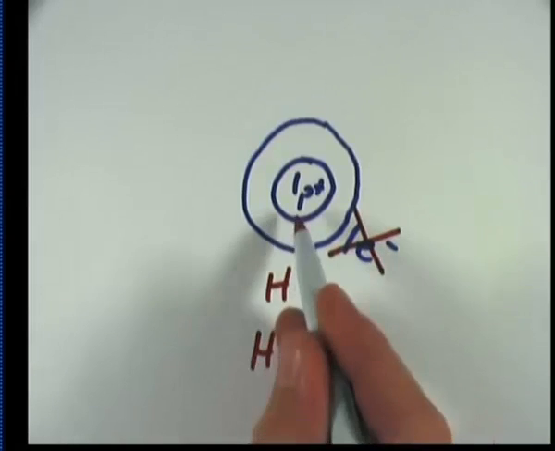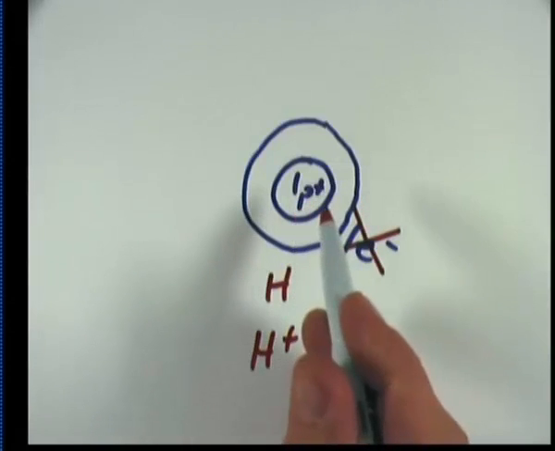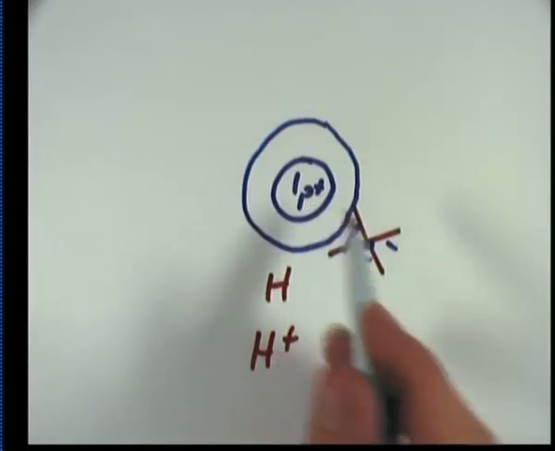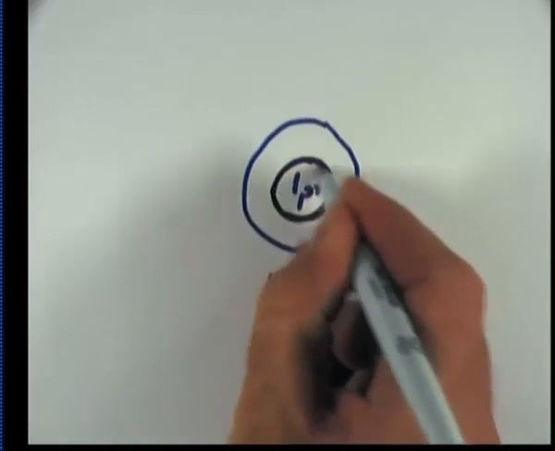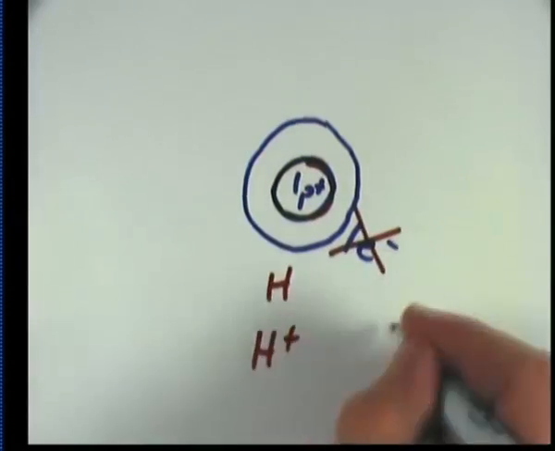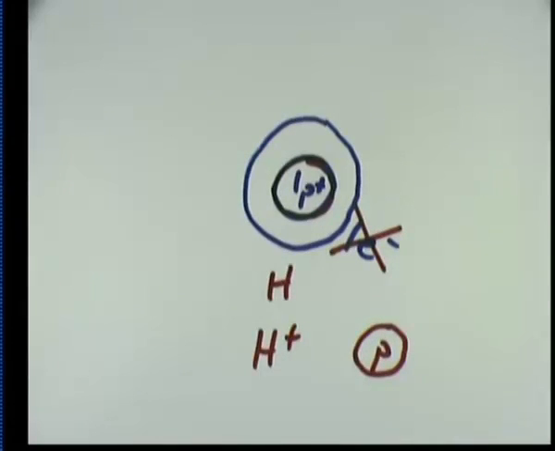Now do I have hydrogen? Yep, it's got 1 proton. And do I have the pluses outweighing the minuses by 1? I do, because I have 1 of these, I have none of these. So really, now let's make the statement, what's a hydrogen ion? A hydrogen ion is, yes it is, a proton.